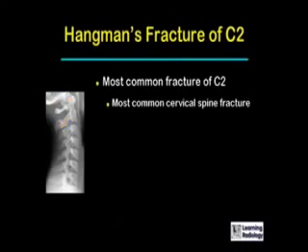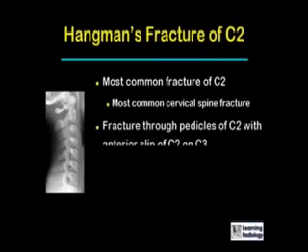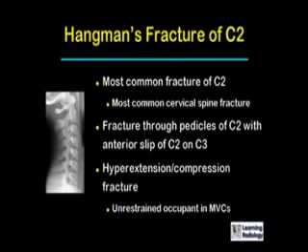Hangman's fractures of C2 are the most common fracture of C2 and also the most common fracture of the cervical spine. They are fractures through the pedicles of C2 with almost always an anterior slip of C2 on the body of C3. They usually occur as a combination of hyperextension and compression fractures, as would occur with unrestrained occupants in motor vehicle collisions. And this video that follows shows what happens to this crash test dummy as an unrestrained occupant, which is the mechanism by which a Hangman's fracture can occur.